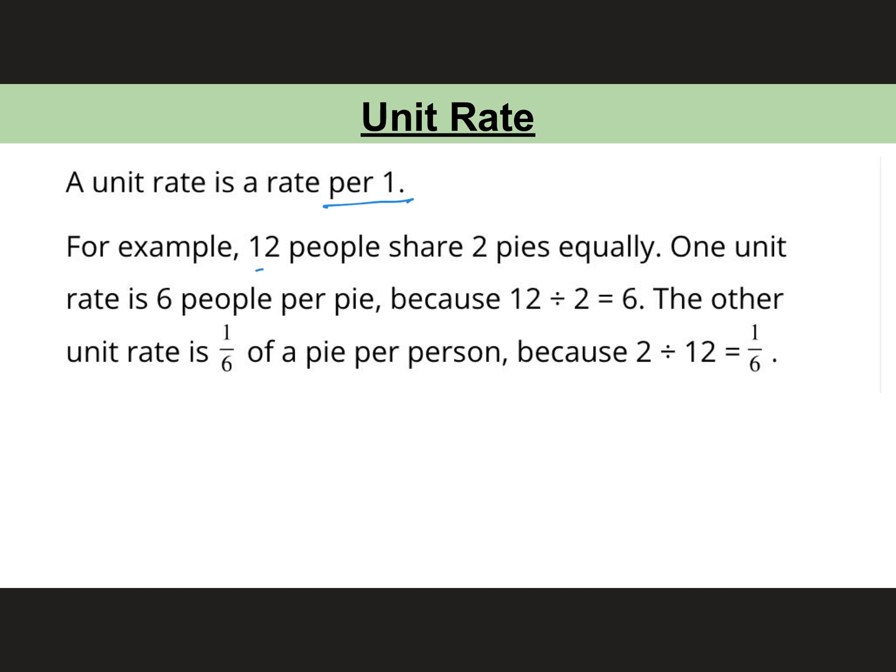Another example is if 12 people share 2 pizzas, or 2 pies, how many share 1 pie? What's the unit rate? The unit rate is going to be 6. 6 people can have 1 pie. Or you could write it in reverse. For example, the unit rate could be this: 1/6 of a pie per 1 person. These are my unit rates.